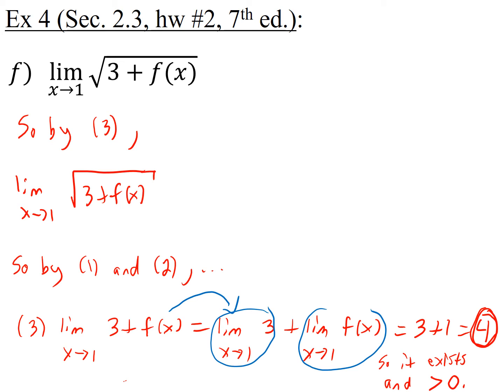Let me say it one more time. We want to put the limit inside the root. We can only put the limit inside the root if the limit of the inside exists. Because it's an even root, the limit of the inside must also be positive for us to put it inside the root. But in this case, the limit is 4, so it exists and it's positive. So I'm able to put it inside the root. So the limit's going to go inside. So we have a root outside here. We have limit as x goes to 1 of 3 plus f of x.